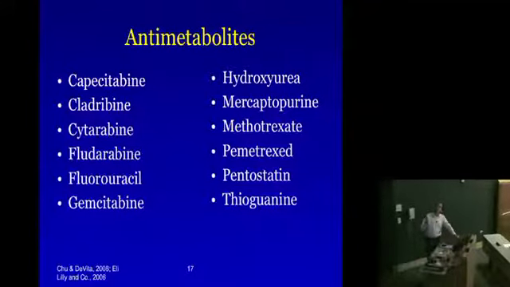Hydroxyurea could be used for head and neck cancer, and could also be used for non-malignant diseases like sickle cell disease. Mercaptopurine and methotrexate are very old drugs used right across the board in oncology, but methotrexate is also used in rheumatology for rheumatological illnesses. Pemetrexed is a relatively newer drug approved for lung cancer. Then there are pentostatin and thioguanine.